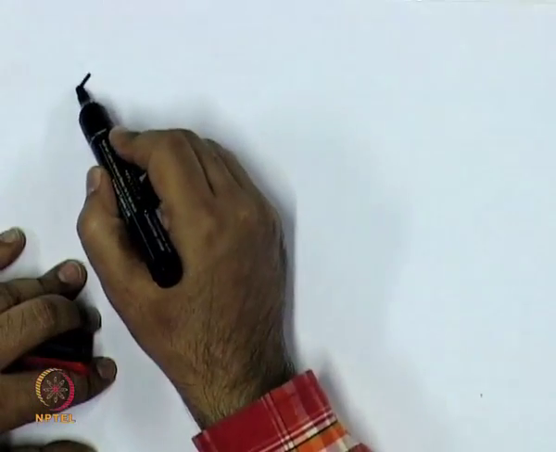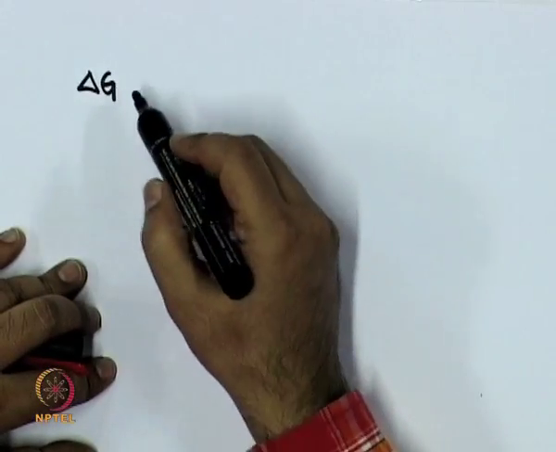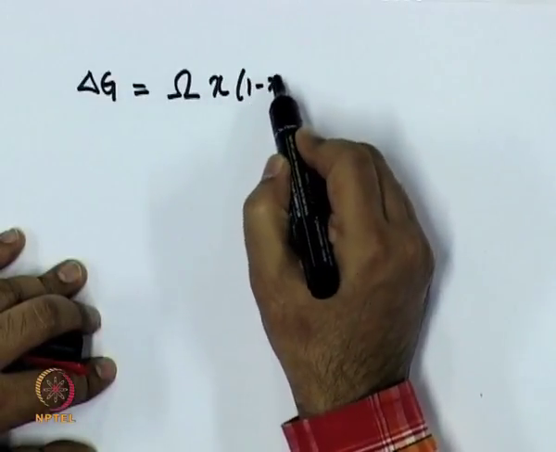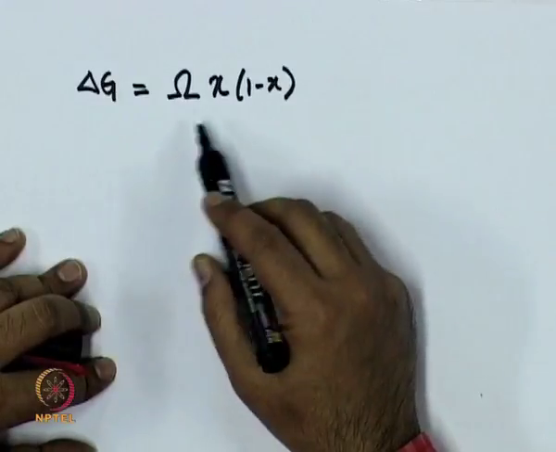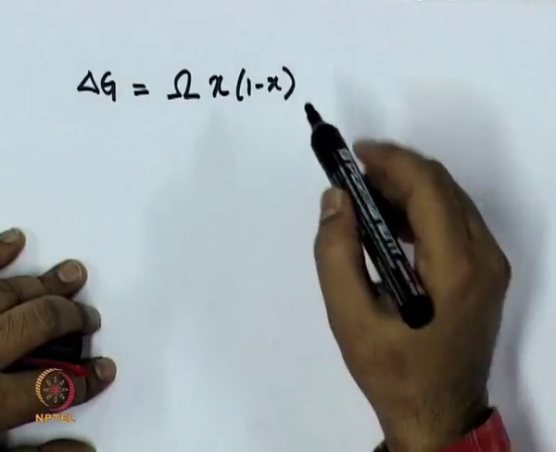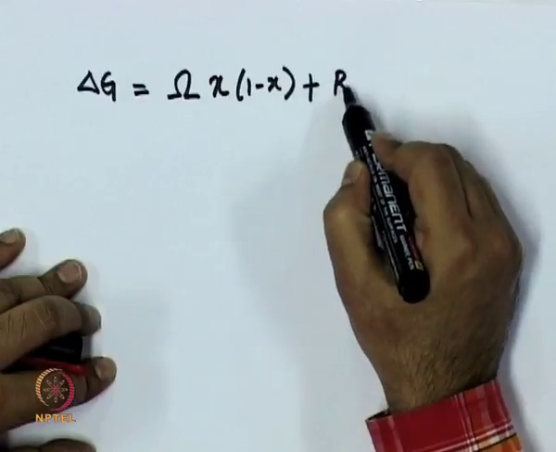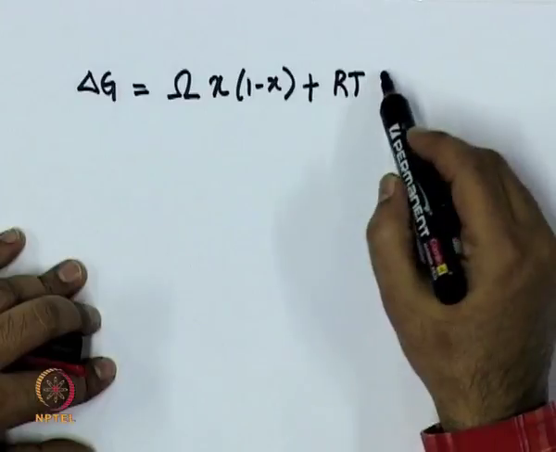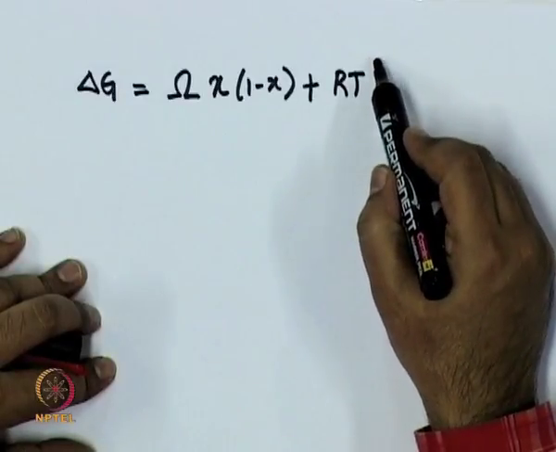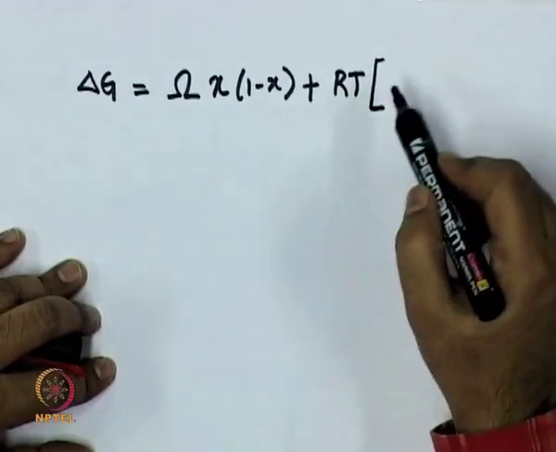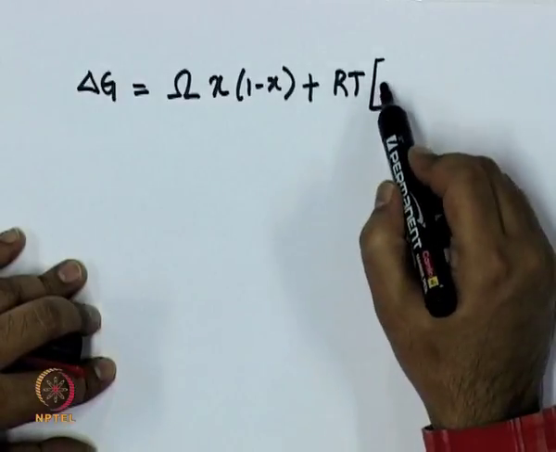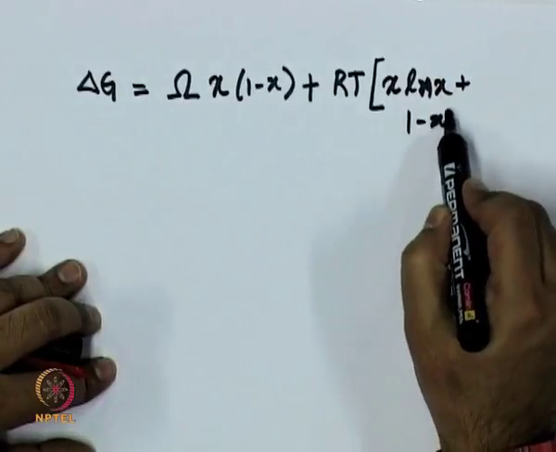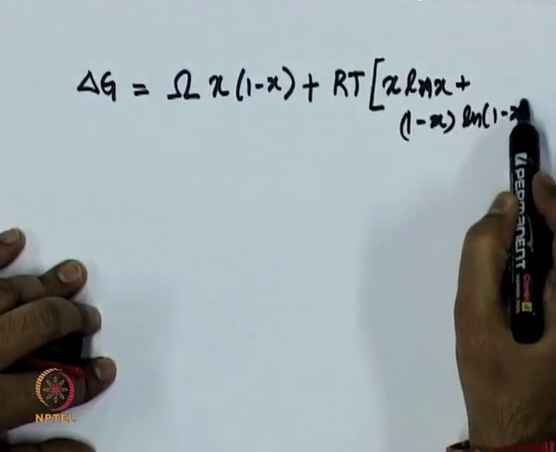Regular solution expression says that delta G of mixing is nothing but omega x into 1 minus x. So, that is the enthalpy part, and this is the regular solution parameter, plus RT, the entropy expression is as in the ideal solution model. So, that is what the approximation was, that the mixing is random as far as entropy calculation is concerned. So, x ln x plus 1 minus x ln 1 minus x.